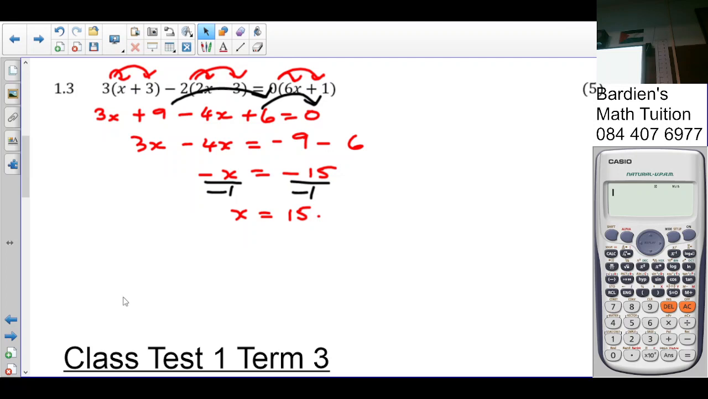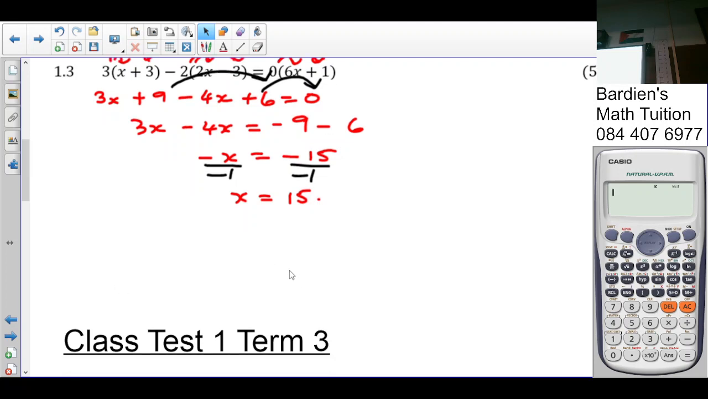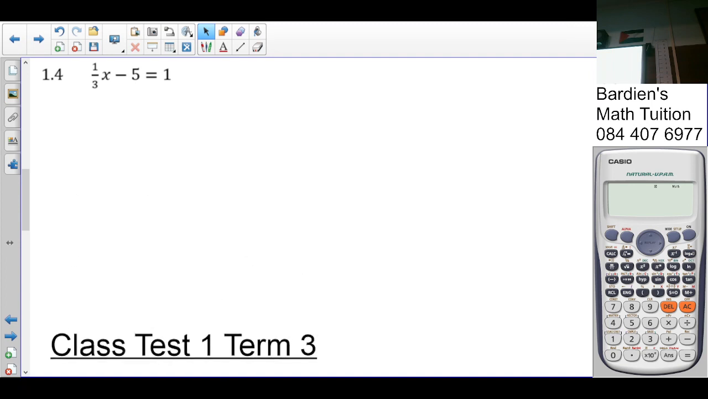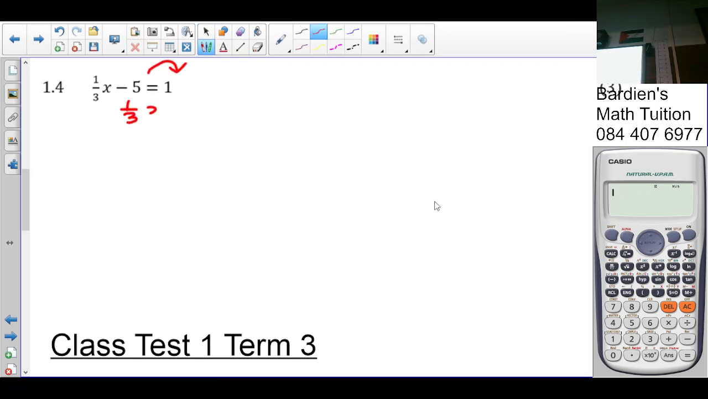Alright. Any confusion here? 1.4. Again, we have x on one side, numbers on the other side. So what do I take over? The negative 5. So it's 1 over 3 x is equal to 1 plus 5. What's 1 plus 5? 6.